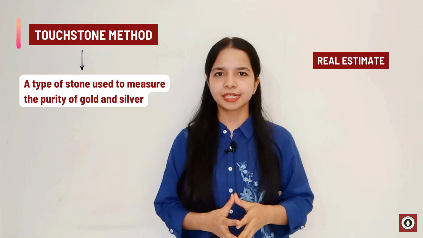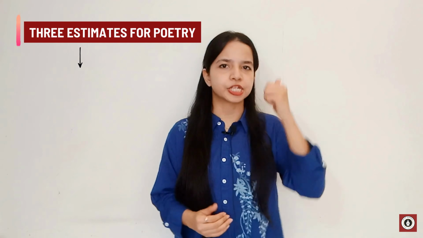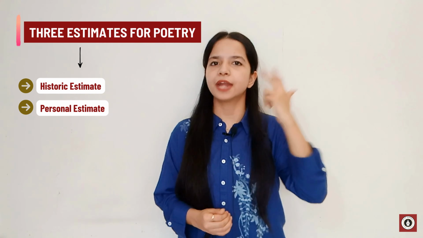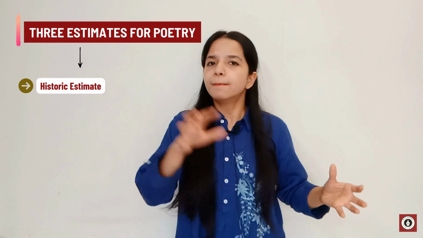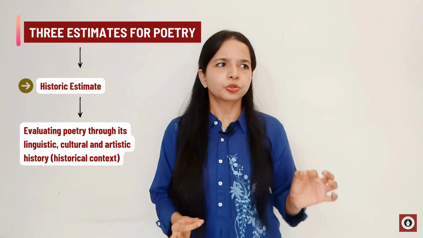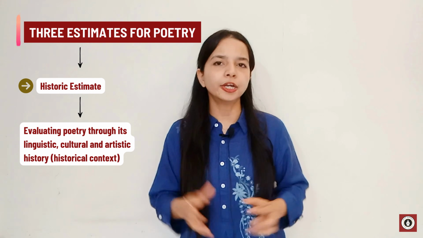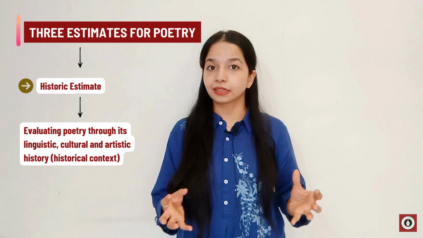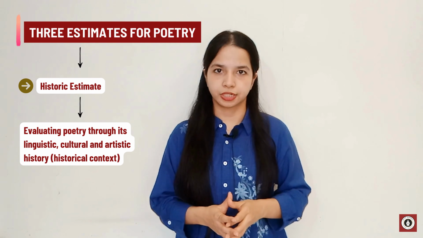Now, what is a real estimate? Matthew Arnold has basically delineated 3 estimates for judging the value of poetry. These 3 estimates are historic estimate, personal estimate, and real estimate. According to Arnold, the historic estimate basically refers to the evaluation of poetry not through understanding the features of the poem or the quality of poetry, rather through evaluating the historical context in which it is written.